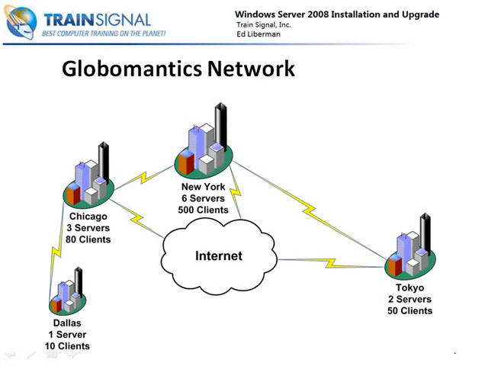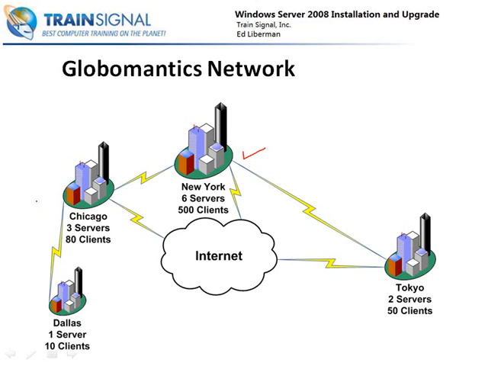So here we have a diagram of the Global Mantics network where first of all we have our New York office, which has 6 servers and 500 clients, but we're not going to worry about that information right now. What is significant about the New York office is that is where we are going to host the forest root domain globalmantics.com. That's why the server we just created was called New York DC1, because that's where our corporate headquarters is and that's where the forest root is going to be.